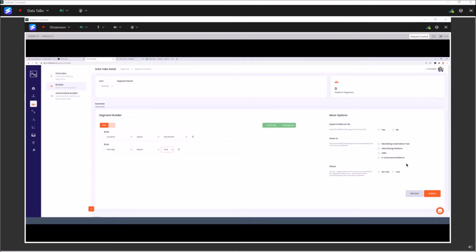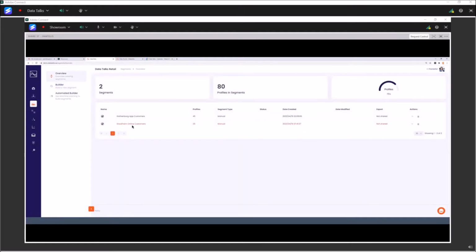And you don't need to have all those systems. If you don't use any of those systems, that is totally fine. Or if you use more, then you can always tell us and we can integrate those systems and send segment information. So this is really up to you on where you want to share this information.